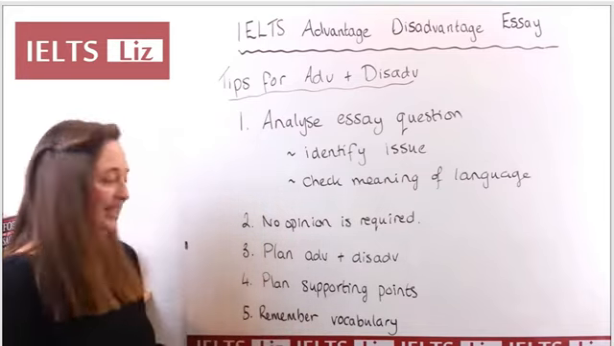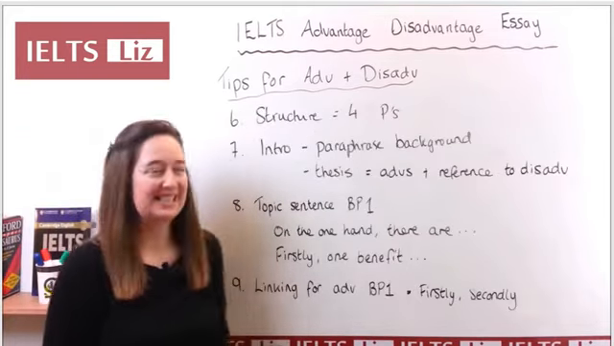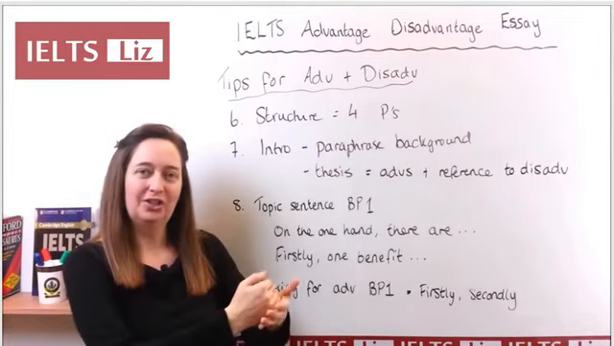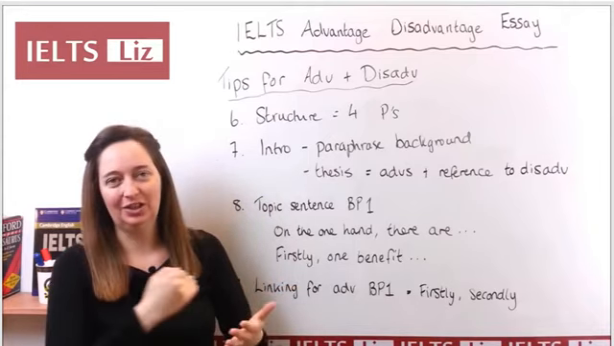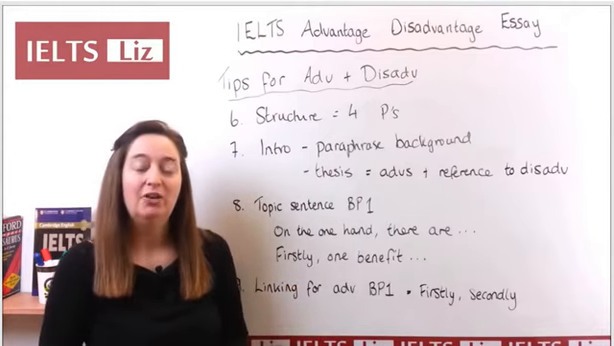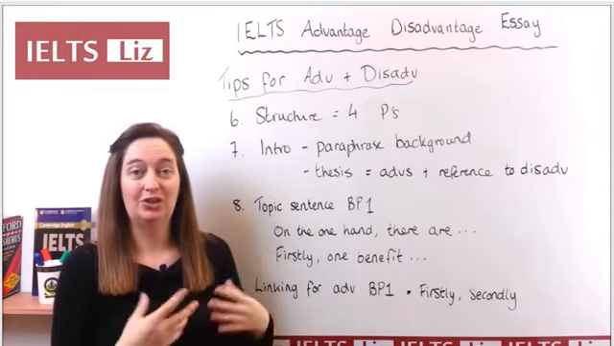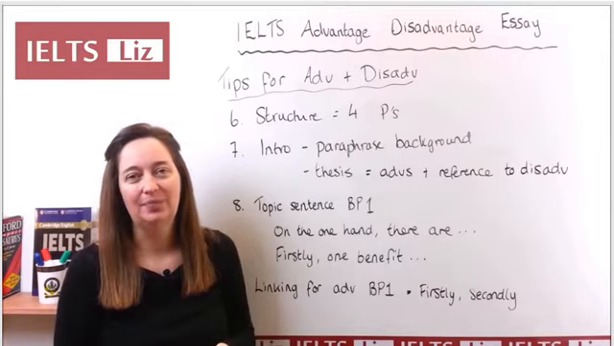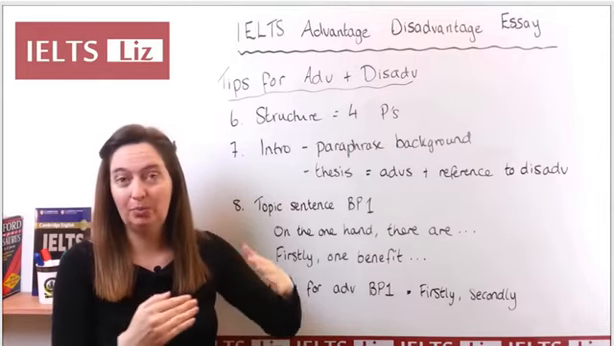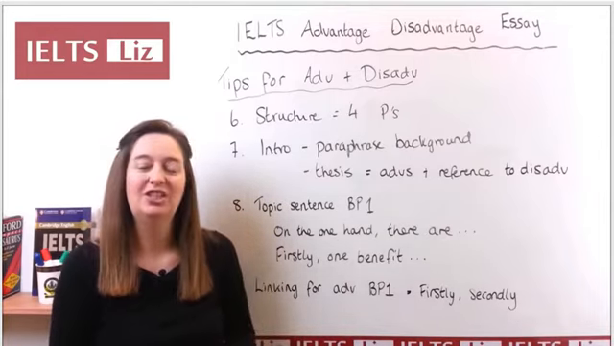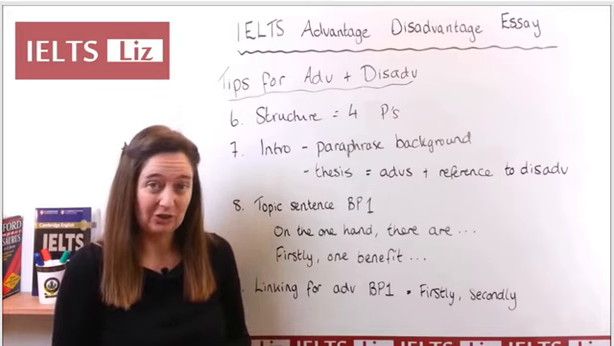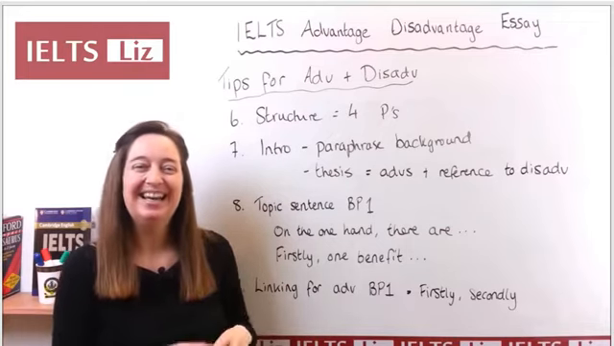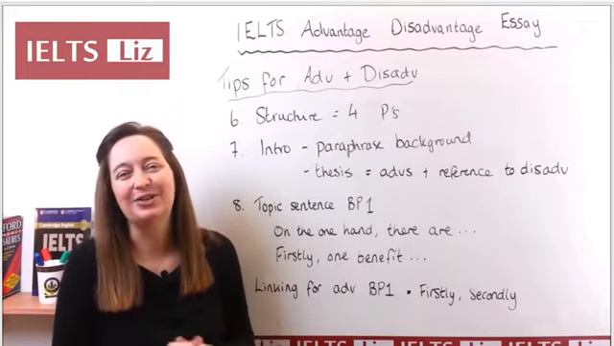So let's have a look at tip number 6. Tip number 6, the structure. You should be having 4 paragraphs. The introduction, advantages, disadvantages, conclusion. 4 paragraphs. Remember that the introduction has 2 statements and it's usually between 40 to 50 words in length. Each body paragraph, you've got 2 body paragraphs, they're going to be around 90 to 95 words each. They should be balanced or almost balanced. Even if there's 1 sentence difference, it's okay.